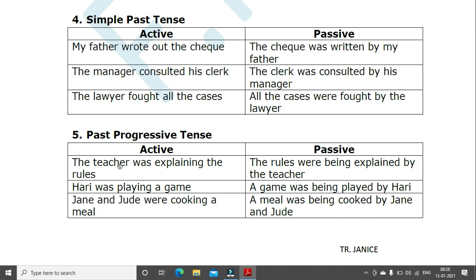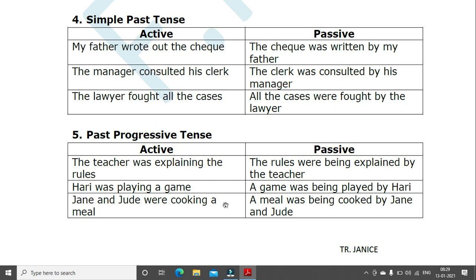Hari was playing a game. So Hari is doing the action and this will be the starting of your sentence. A game was being played by Hari. Jane and Jude were cooking a meal. So this is the action, who is doing it? Jane and Jude. So you have to write both. Okay. What were they cooking? A meal. So you start with a meal. A meal was being cooked by Jane and Jude. Clear? Okay.